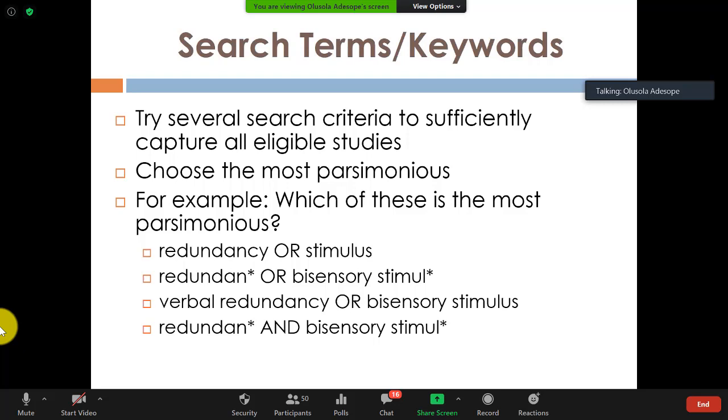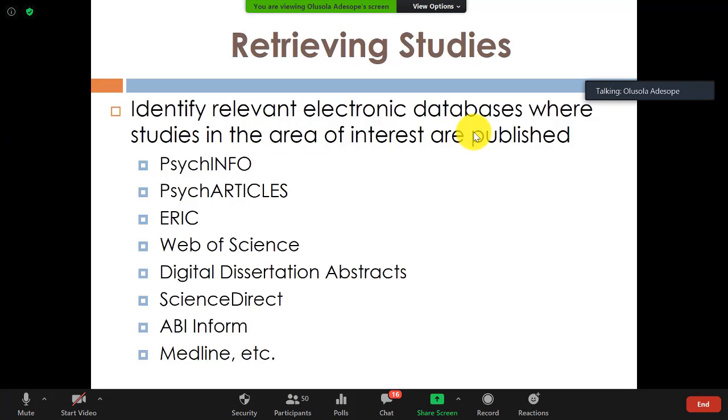So then you identify relevant electronic databases where studies in the area are published. There's a number of databases. For those in education, we have the ERIC of the U.S. Department of Education, but they don't capture only U.S. studies. They capture all education studies published anywhere in the world, in national or international journals. Also Cite info, cite articles, Web of Science, digital dissertation abstracts for all dissertations, Science Direct, ABI, and Medline, a database in the medical field. So you must know the databases that house that particular type of work.